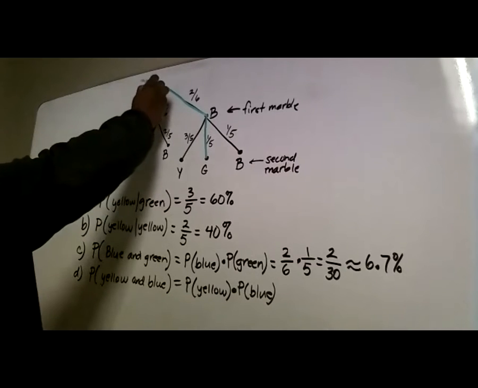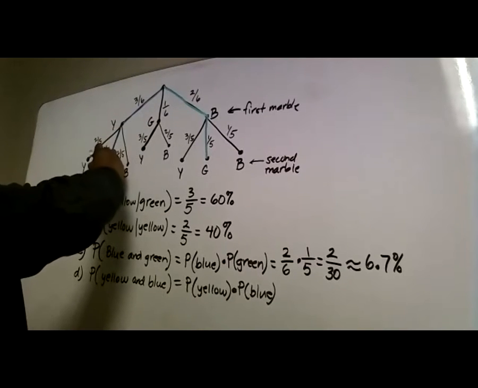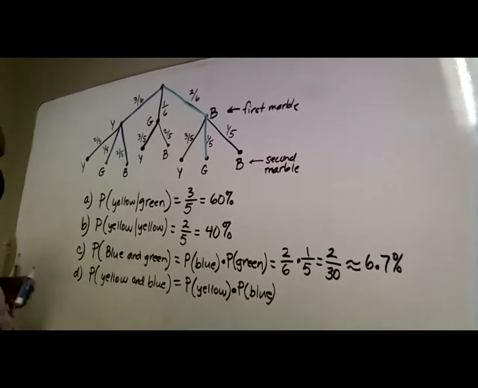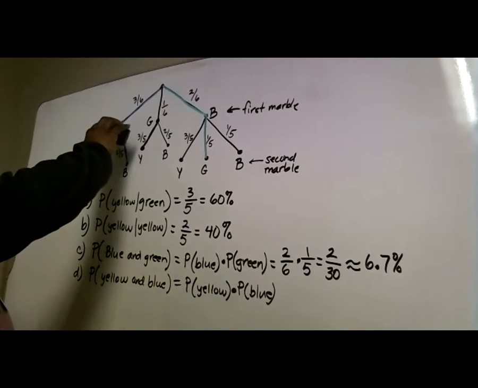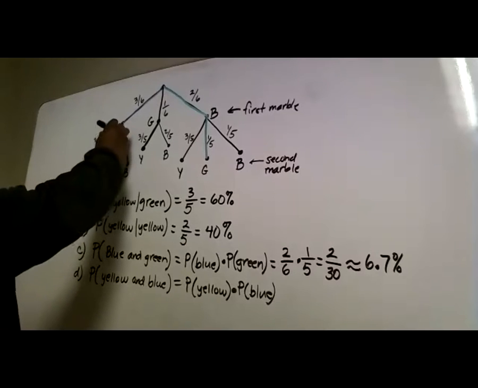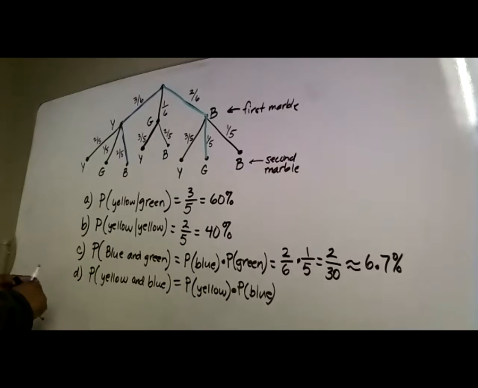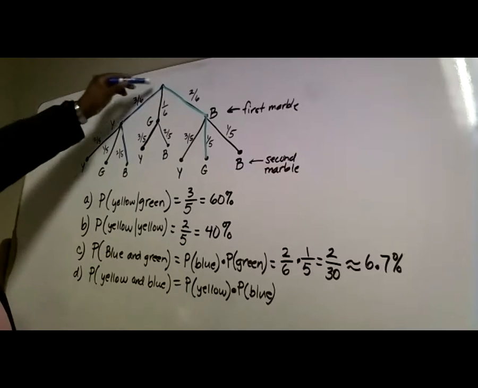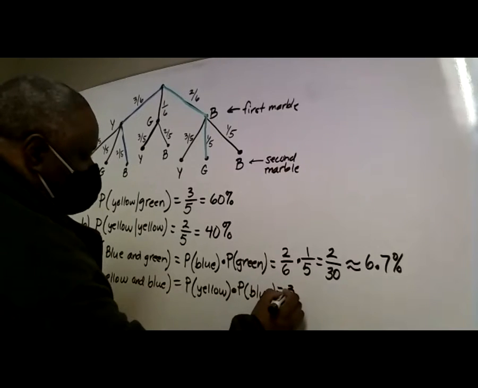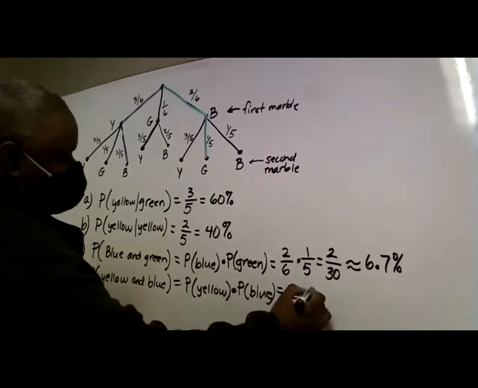Let's see. That's yellow, and then to blue right here. Okay, disregard that branch, yellow and blue. So yellow to blue. The probability of getting a yellow is 3/6, times the probability of getting a blue, that would be 2/5.